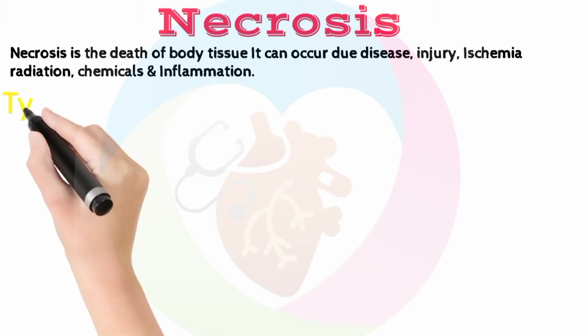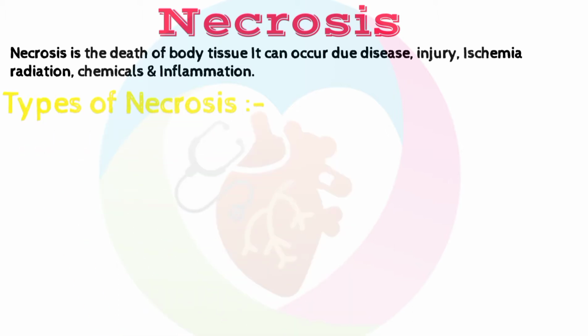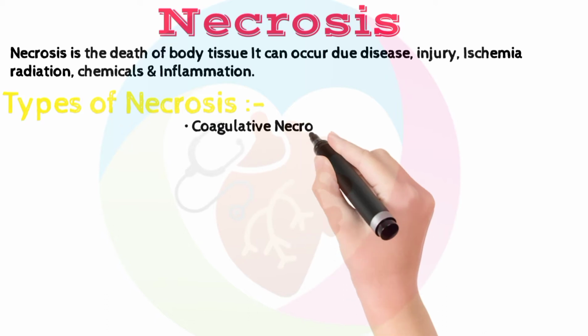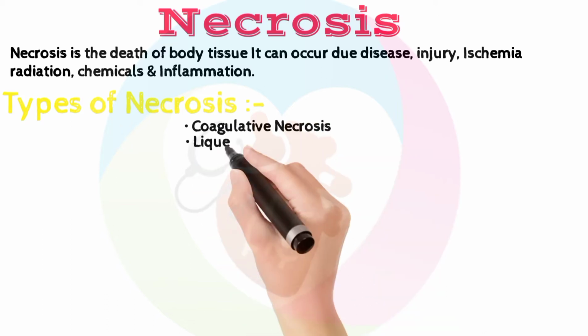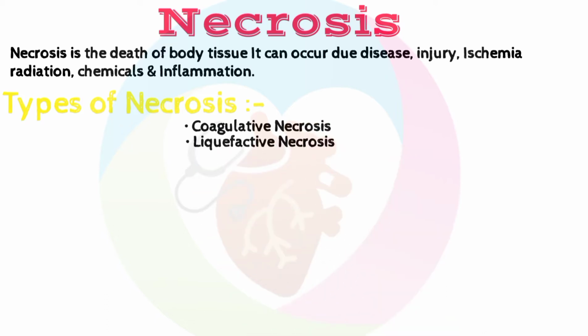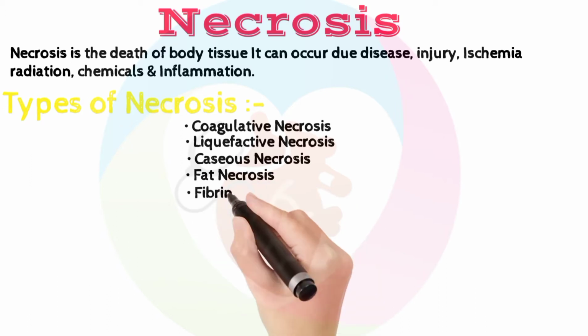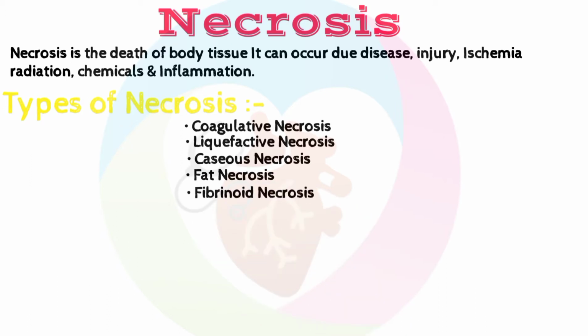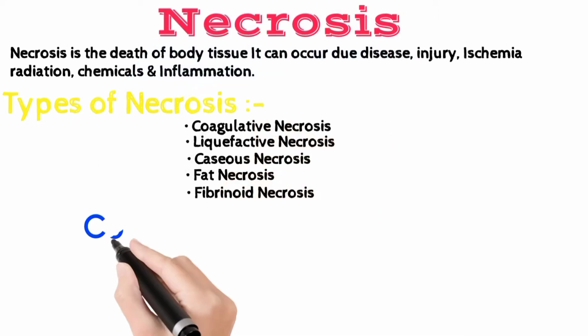There are 5 types of necrosis: coagulative necrosis, liquefactive necrosis, caseous necrosis, fat necrosis, and fibrinoid necrosis. Now coming to the coagulative necrosis.